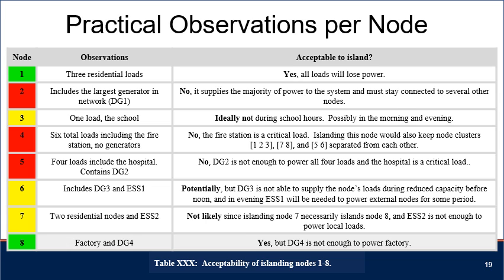Node 4, most important, it has a fire station, which is a critical load. We cannot really island this node. Similarly, for node 5, it has the hospital. It does have some DG. It has DG2 unit on it, but that unit is not enough to power all those loads. And then loads 6 and 7 are loads that we could potentially, but not ideally, island. And then load 8 is a factory, and it has its own fuel cell. However, the fuel cell supplies 50 kilowatts, too little power to be able to power the factory by itself.